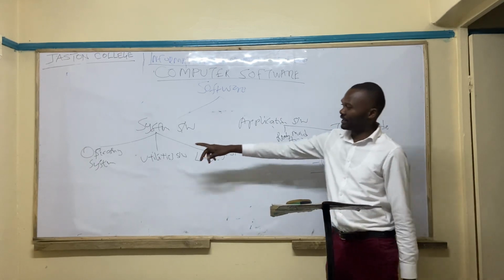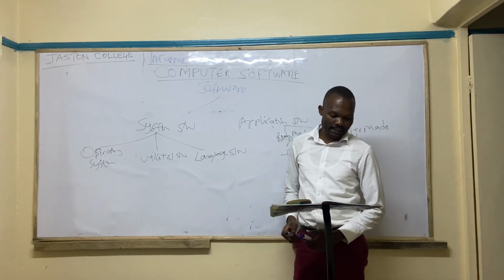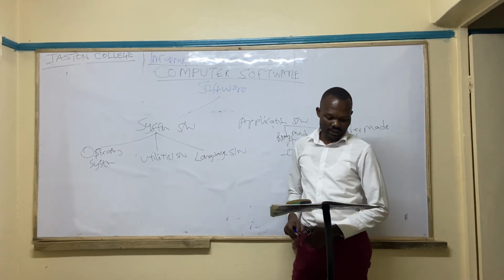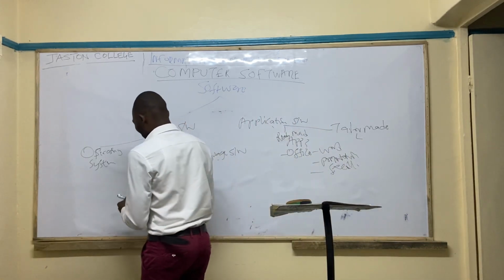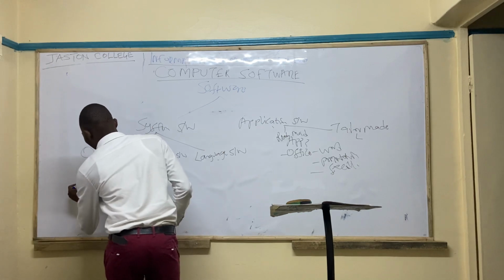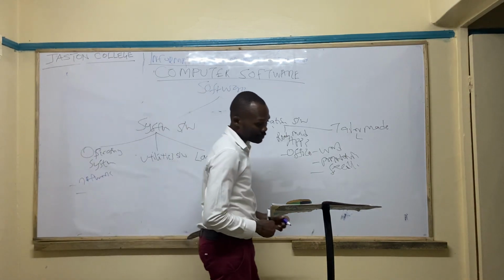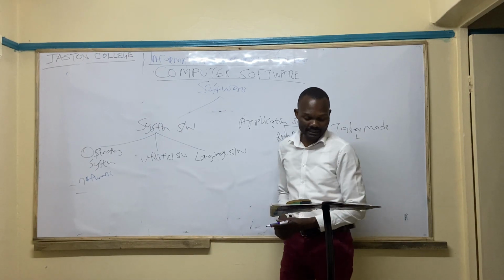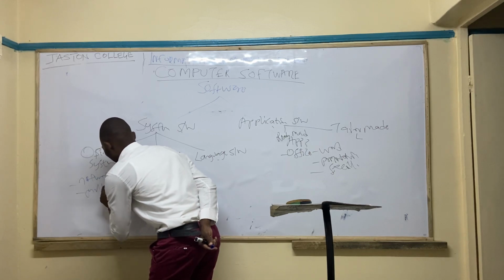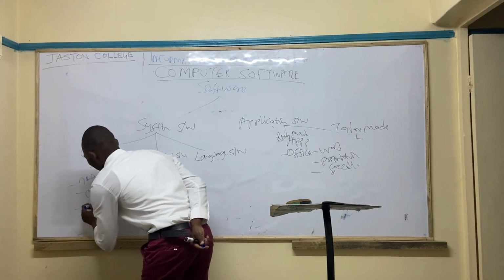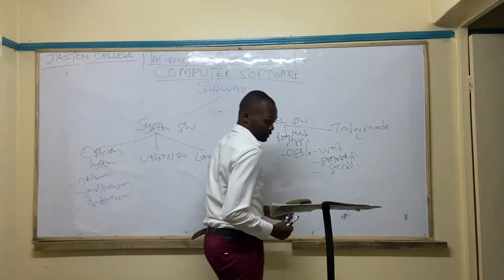Next we come to the operating system. Types of operating system: we have network operating system, we have multitasking, we have single tasking, and then we have distributed operating system. Those are the types.